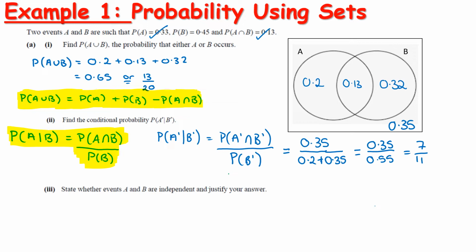State whether the events A and B are independent. So this is the formula for independence. So events are said to be independent if the probability of A multiplied by the probability of B is equal to the probability of A and B, or probability of A intersection B. So this is another formula, again, you need to know off by heart. So that's our independent formula.